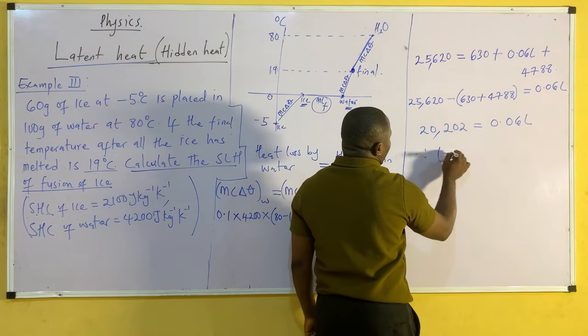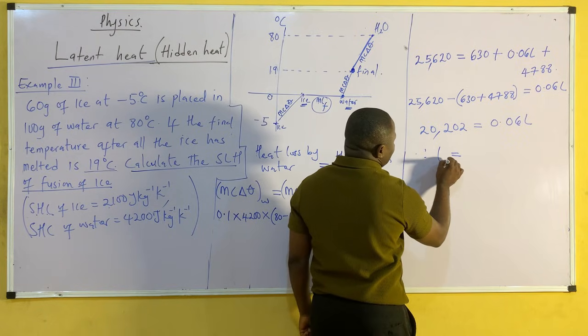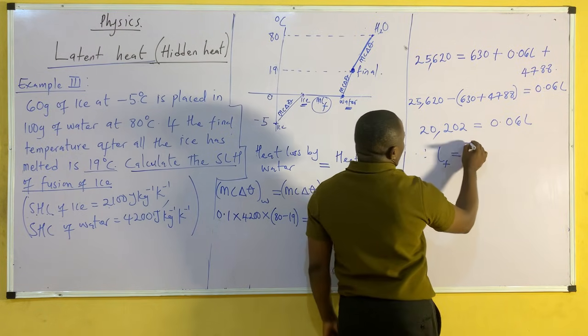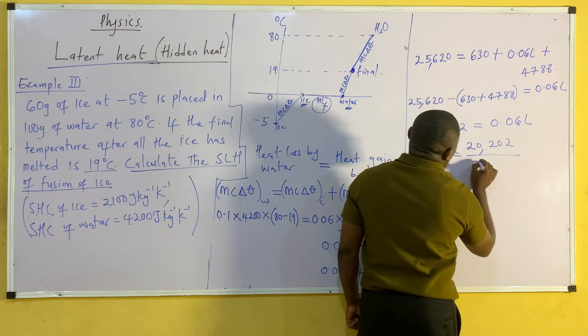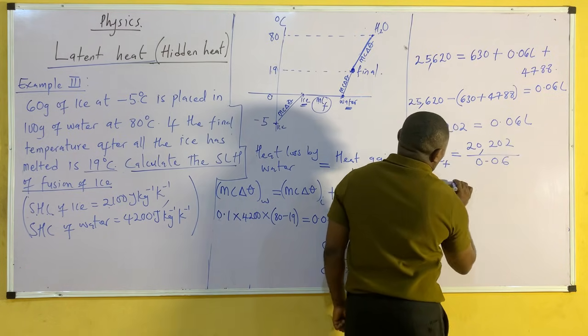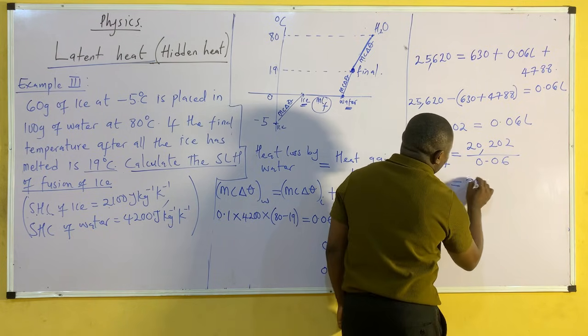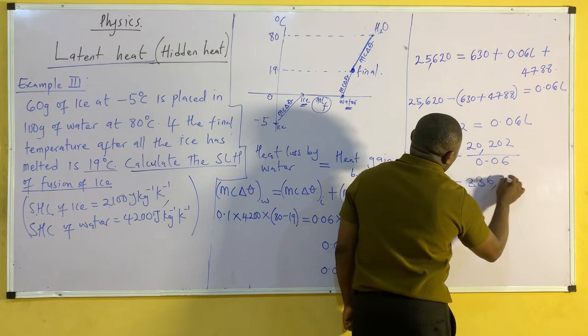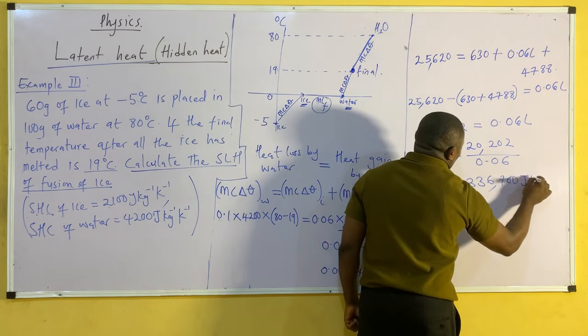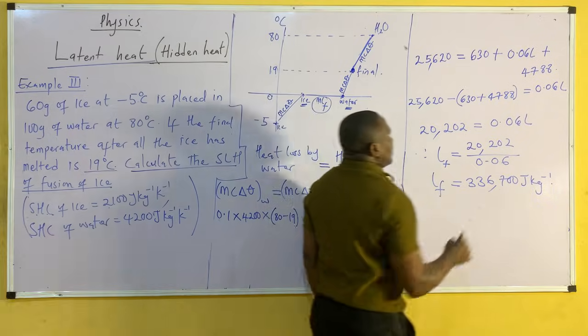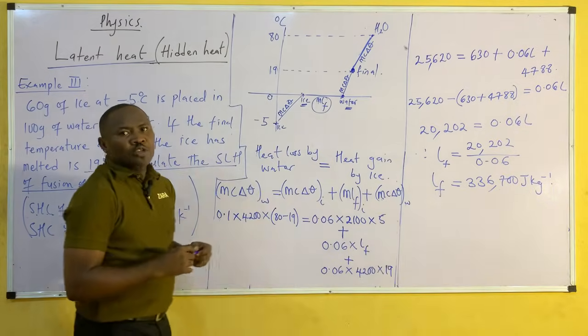Therefore, what is now L? L, which is your latent heat of fusion, is equal to 20202 divided by 0.06. What becomes the answer? It becomes 336,700. So the latent heat of fusion is 336,700 joules per kilogram. That becomes the final answer to this question.